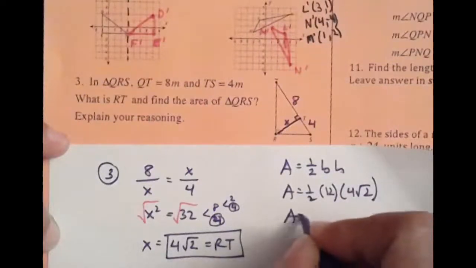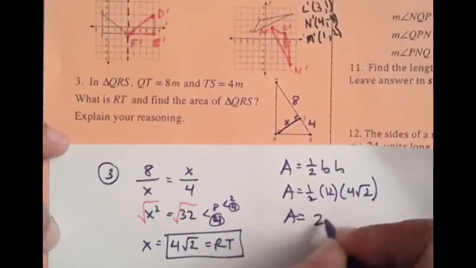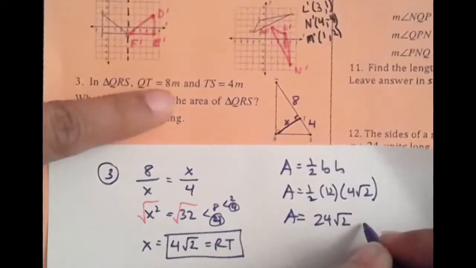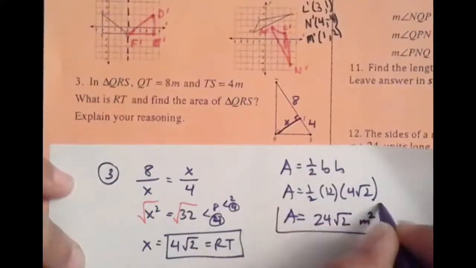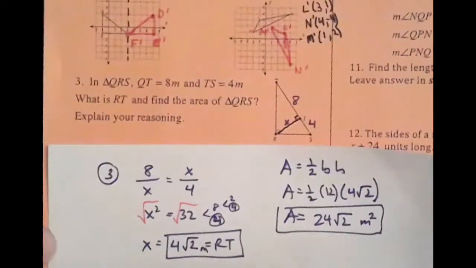All right, let's simplify. Half of 12 is 6. 6 times 4 is 24, so 24 root 2. And don't forget your units. Our units are in meters, so it's meters squared for the area. And the length of RT, I should put the units here, that's also meters. Let's take a look at the next one.